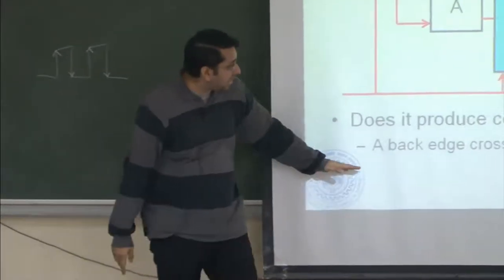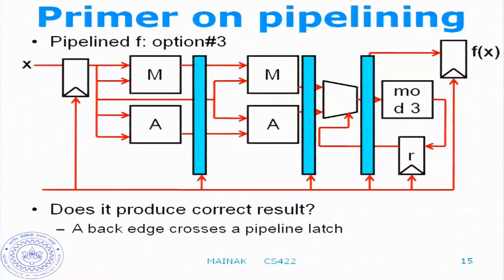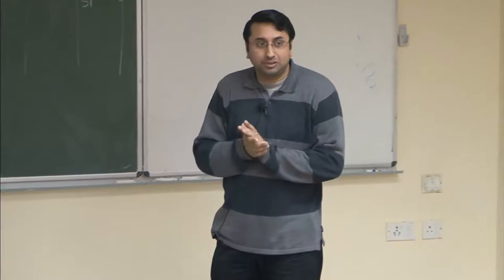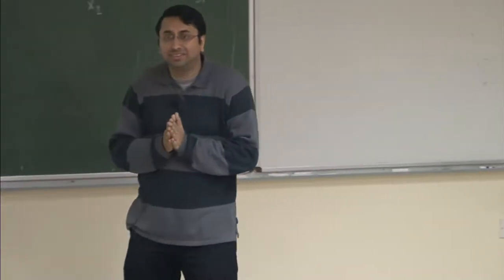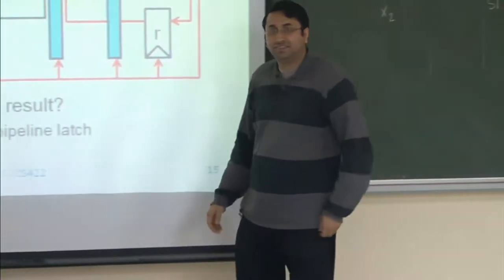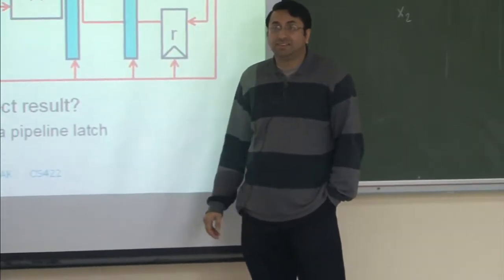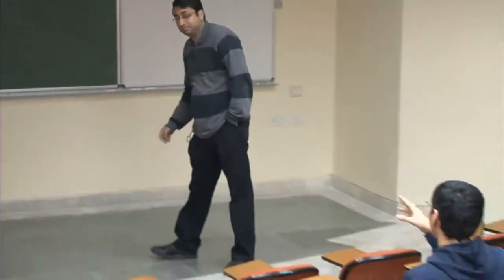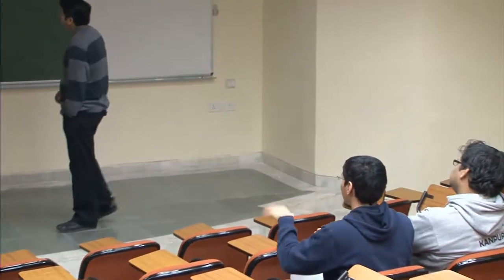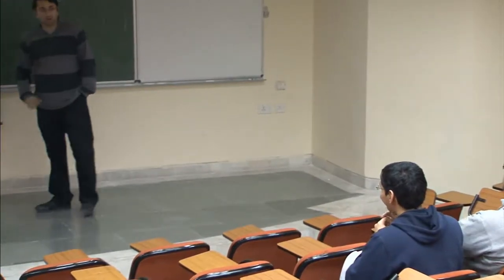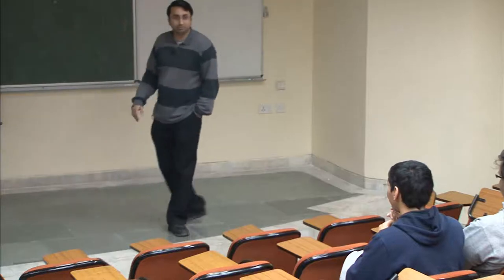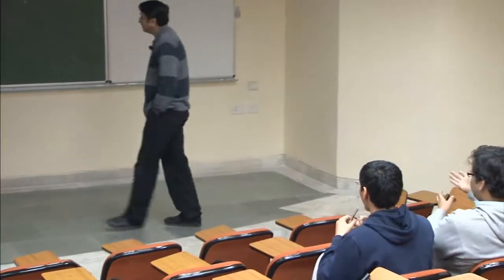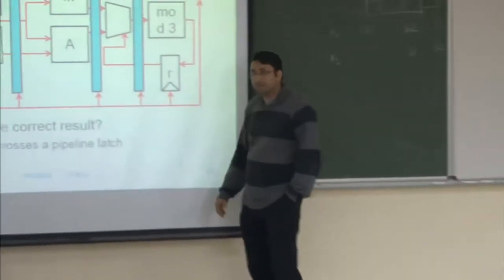See, there's a comment here. It says a backedge crosses a pipeline latch. Why is it important? What is the problem? He says that there is some problem with the R value. What is the problem? Can you explain it more? It might be the case mod 3 is faster. There is no might be case here. I tell you that it's wrong under all conditions. The value of R is being produced in the next future cycle, and we're trying to use it now.